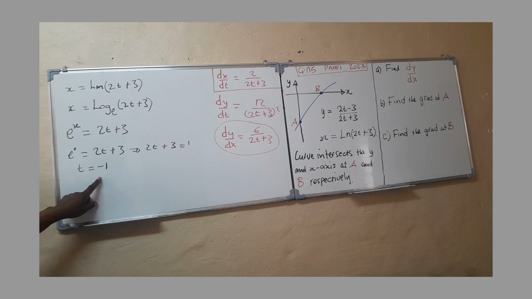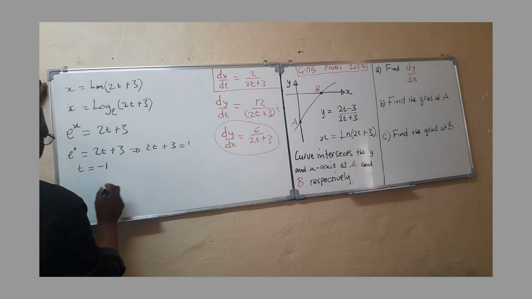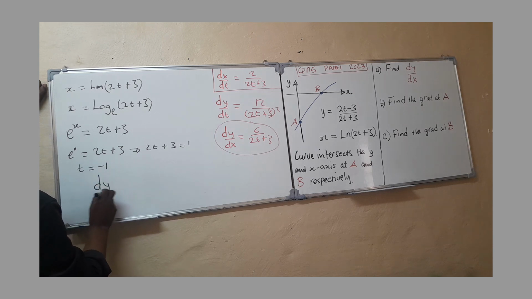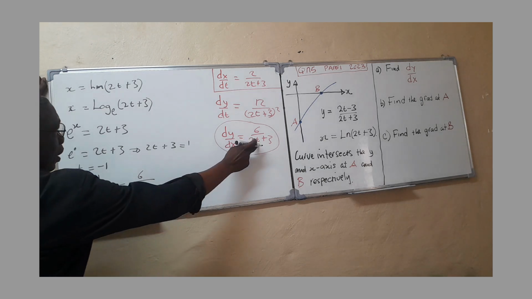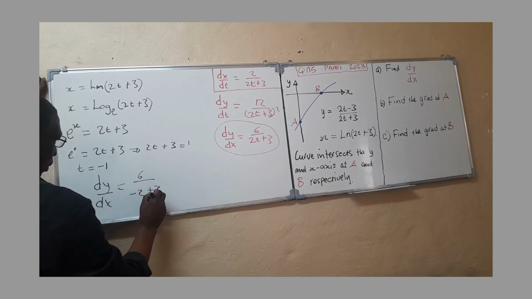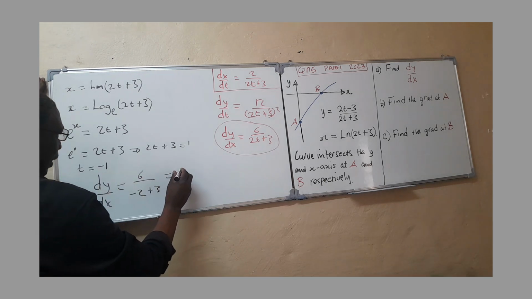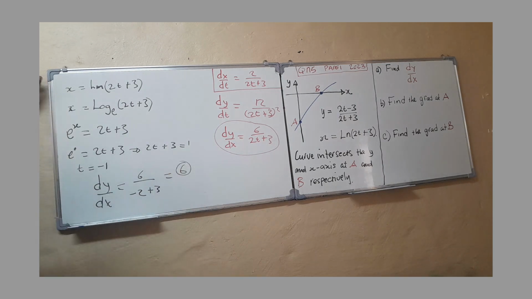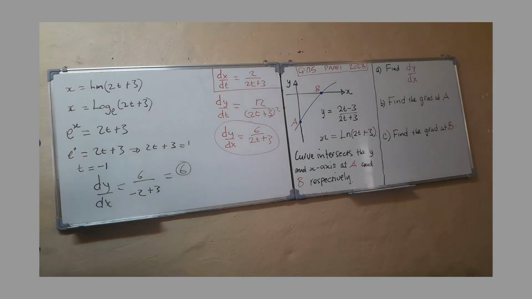So if t is equal to minus 1, what is dy/dx? So dy/dx is equal to 6 divided by minus 2, because t is minus 1, plus 3. Minus 2 plus 3 is 1. That just gives us 6 there. So the gradient at this point is 6.